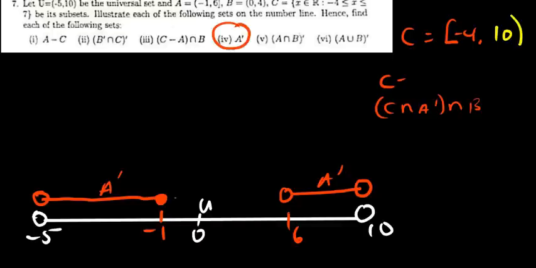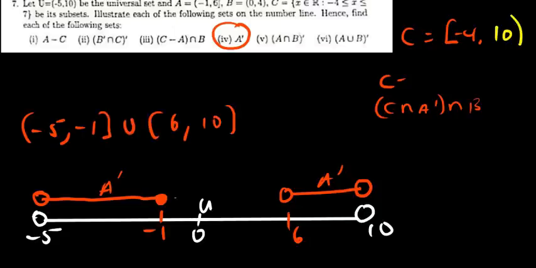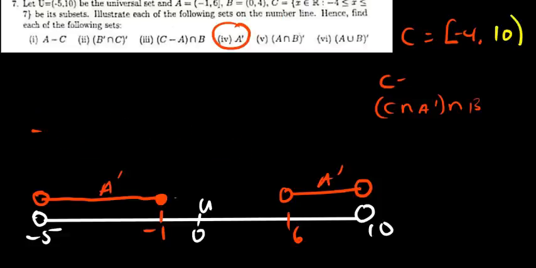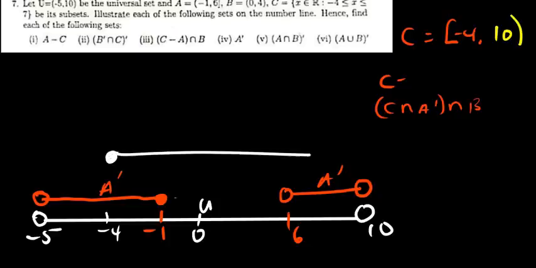Before I even finish solving this, let me first solve that one. A complement is going to be negative 5, not included, all the way to 1, included, union 6 all the way to 10, not included. That's A complement, so I'm done with this. Before I go further, let me go back to part 3. Now I also want to look at C. What is set C? Negative 4 included all the way to 10 not included, because the last part here should be open.